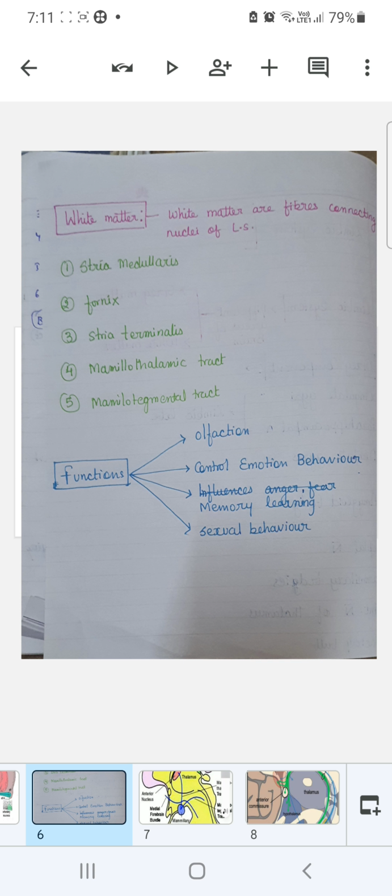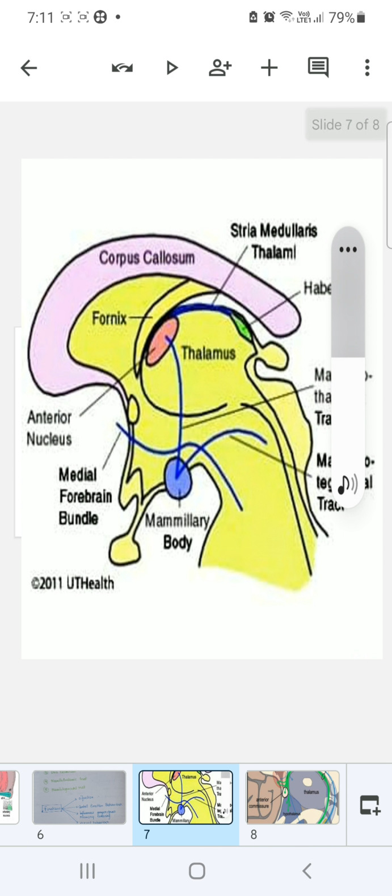They are connecting different nuclei of the limbic system. They are interconnecting fibers of the limbic system. They are divided into the stria medullaris, fornix, stria terminalis, mammillothalamic tract, and mammillotegmental tract. Now you can see here in the picture.